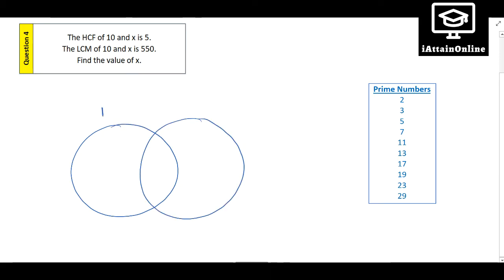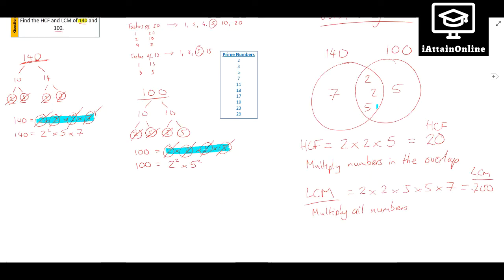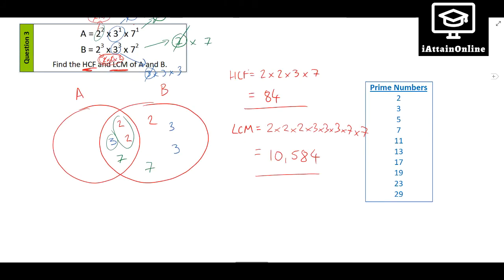And in here, we're going to put the prime factors of 10. And in here, this number is x, and we don't know what that number is yet. So you need to use what you know to fill in parts of the Venn diagram to help us. We are told that the highest common factor of 10 and x is 5. Remember from the previous examples, the highest common factor is the numbers in the overlap in the middle.